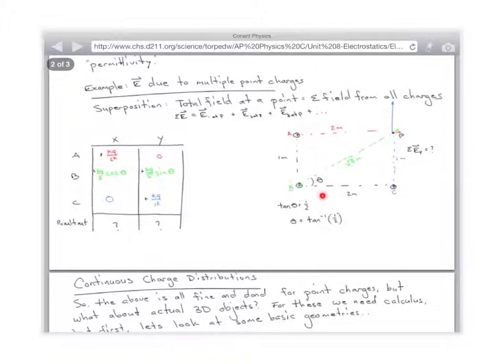So the x component of B is going to be kQ over square root of 5 squared times cosine, and the y component is kQ over square root of 5 squared times sine. All right? And you got to remember to put the square root of 5 squared times the cosine or times the sine.